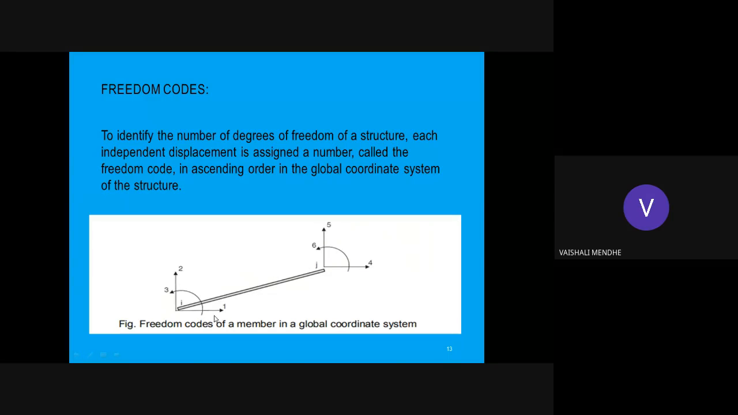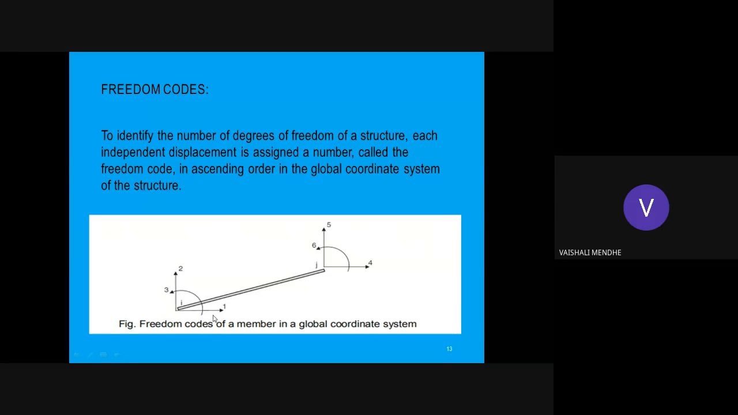Horizontal x, vertical y, and rotation is z. That I am telling you is for any type of structure, not for a truss. So here you can see at this joint A there are three types of displacement at joint I: delta x, delta y, and theta z. As per our coordinate system, first we assign according to x, then y, and then z.